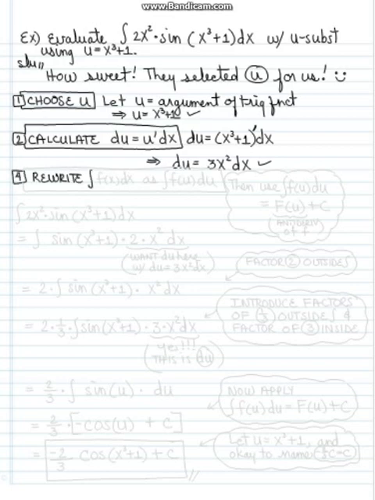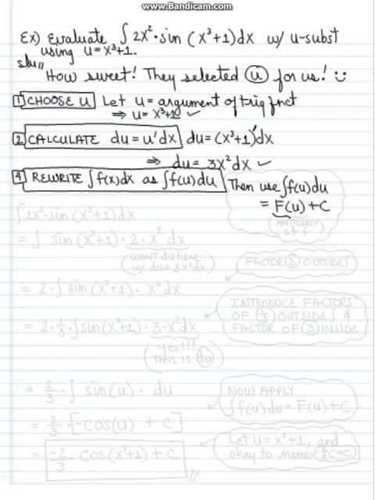Step 4, rewrite the given integral of f of x dx as the integral of f of u du. After we do that, we can just go ahead and apply the fundamental theorem of calculus, part 2. The integral of f of u du is capital F of u plus c, where capital F is the antiderivative of little f.